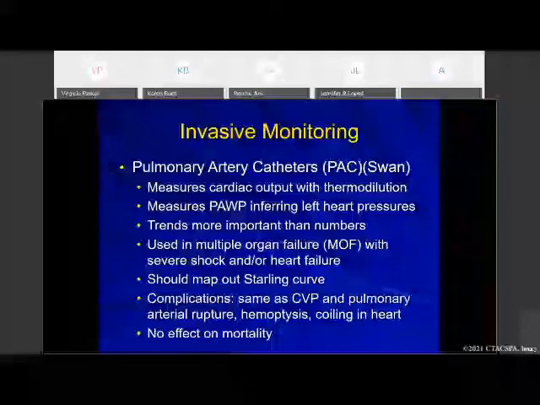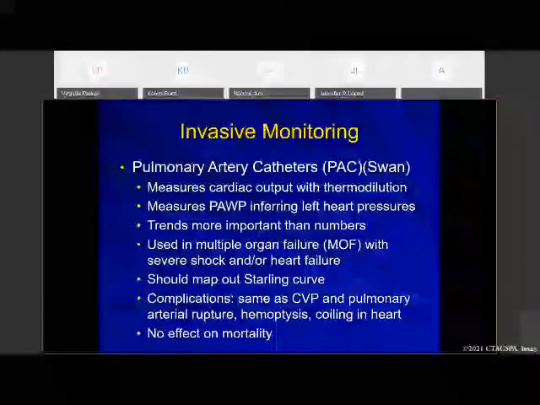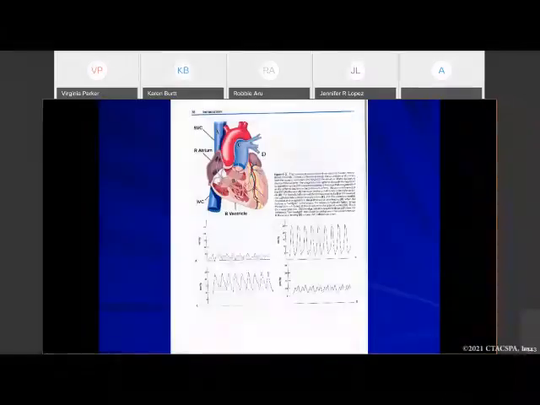You probably need to know a little bit about what they look like on your test, but maybe not. You're not going to see that much. So you can see the complications there. Same as a central line, and then a little bit more for arterial rupture, which happens now and then. The reason why we don't use it anymore is that it didn't seem to affect mortality at all in a big study, that having it in or not having it in didn't do much.